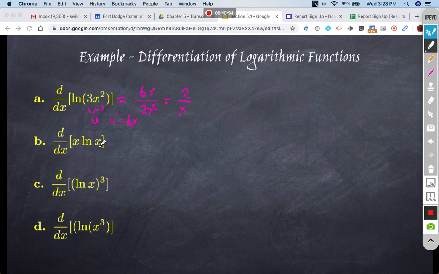Derivative of x times the natural log of x. So here we're going to have to use the product rule, because this is x times something. So we're going to say the derivative of x is 1 times the natural log of x, plus x times the derivative of natural log, which is 1 over x, which is going to be the natural log of x plus 1.